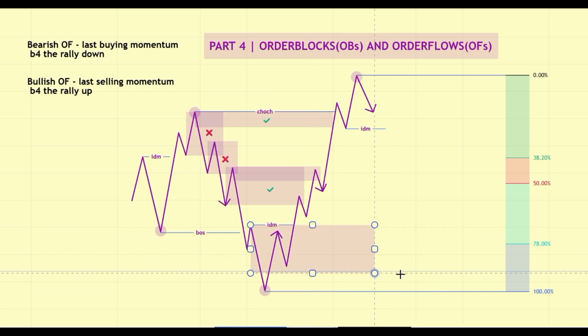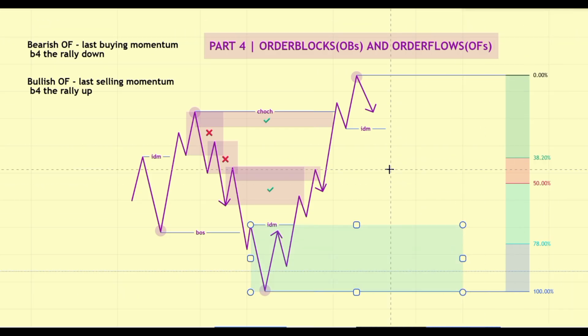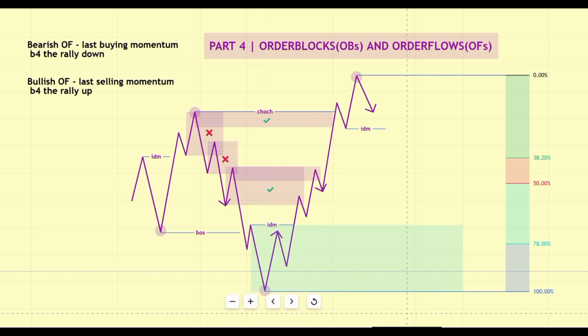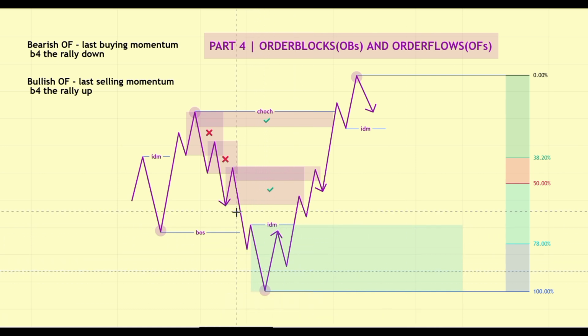So if I start, and we say that we are starting from the extreme, let me change this color so that you can differentiate with ease. All right there. So this here was the last selling momentum before the rally up. As you can clearly see, I said that we are starting from the extreme.